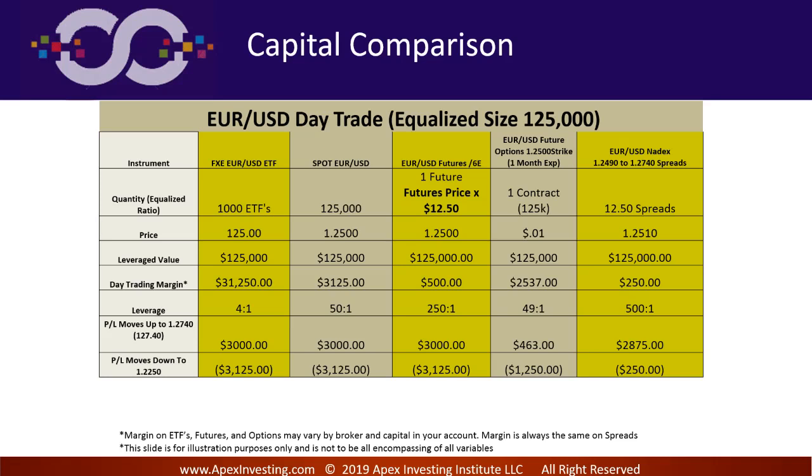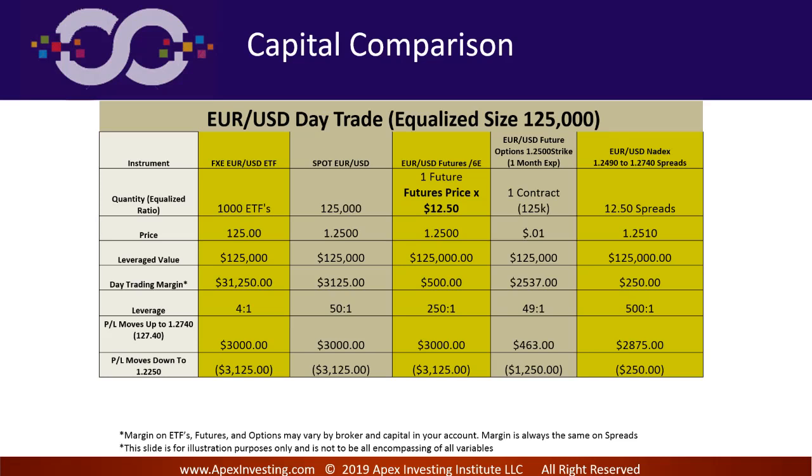Now, if the price went up to say 1.2740, you'd make $3 grand on the ETF. You'd make $3 grand on spot Euro USD. If you had, say, a monthly expiration on the option, you'd make $463. Now, if you use the Nadex spread, you'd make $2,875. Not bad.